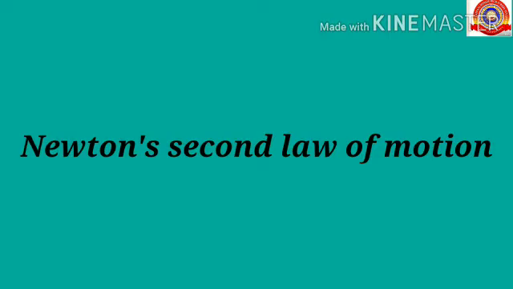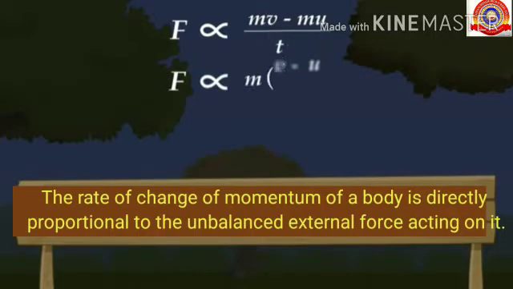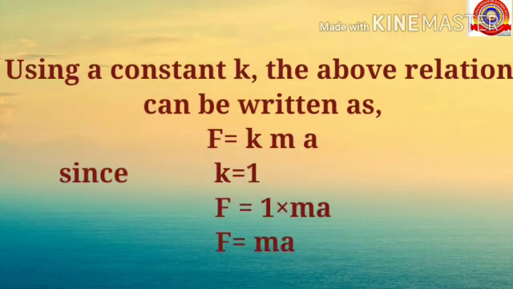Newton's second law of motion. This law states that the rate of change of momentum of a body, that is (mv - mu)/t, is directly proportional to the unbalanced external force acting on it, that is the force F. So, F is directly proportional to (mv - mu)/t, and here m is common. So, we can write it as F is directly proportional to m(v - u)/t. And we already know (v - u)/t equals a, that is acceleration. Therefore, F is directly proportional to ma, mass into acceleration.